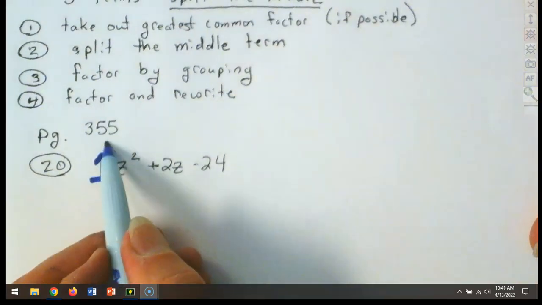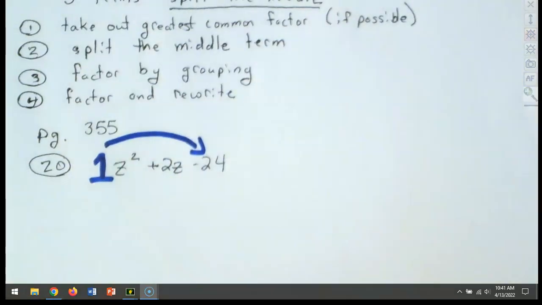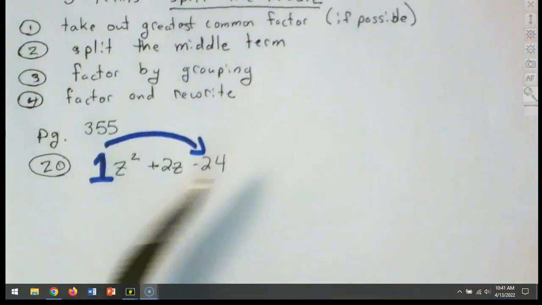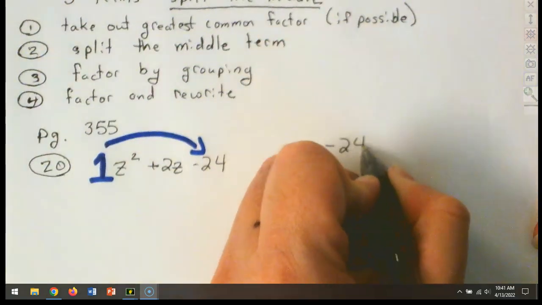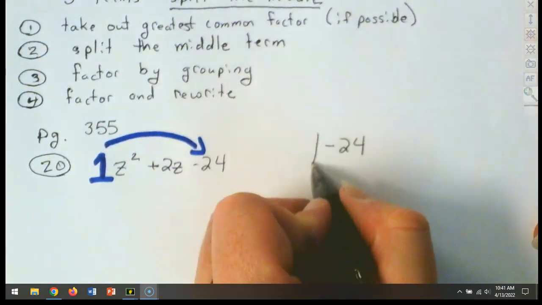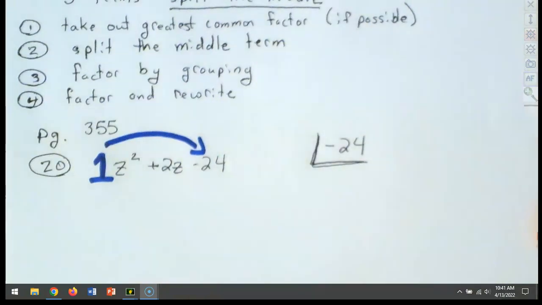And we take the first number times the last number. Okay, so we take the first number, and if there was a different number in front, you'd multiply. But in this case, we have the 1 times a negative 24, and that's going to make it a minus 24. Now, here's where we have to figure out the numbers that are going to make it work.